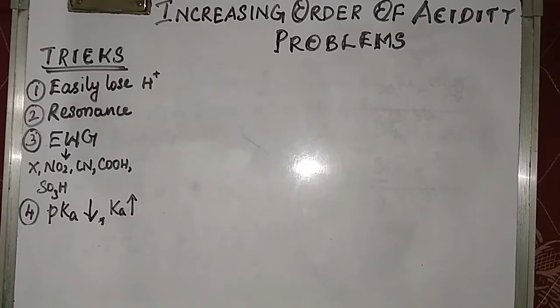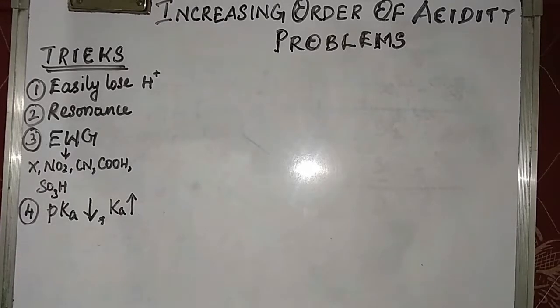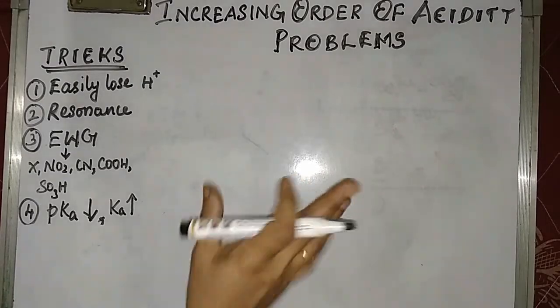Now we are going to see the increasing order of acidity for some compounds, and we have to finalize which is first and which is second. We are going to see nearly 20 compounds. After this video, you will know very well how to do the acidity order. Before starting the problems, I'll tell you the tricks.